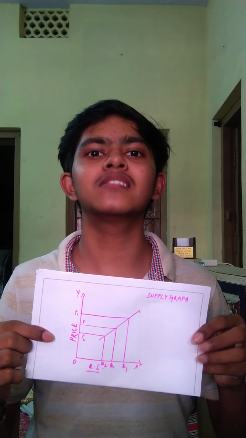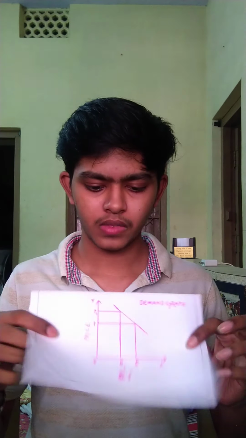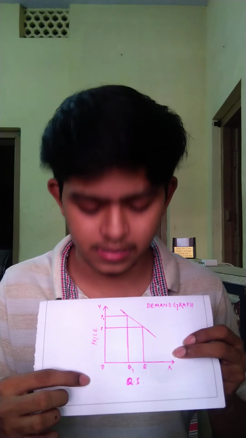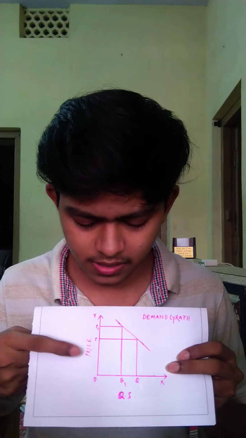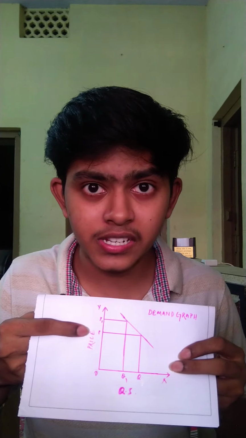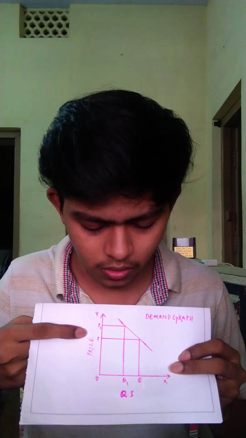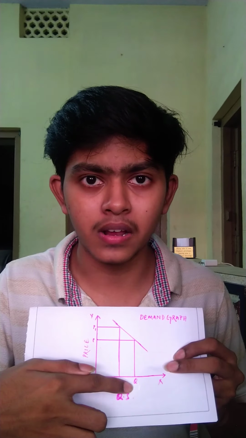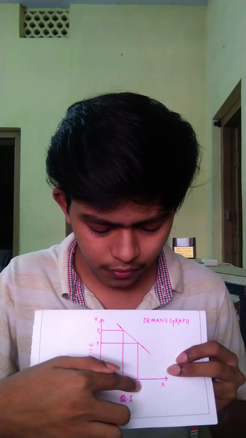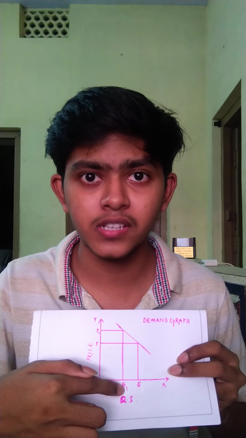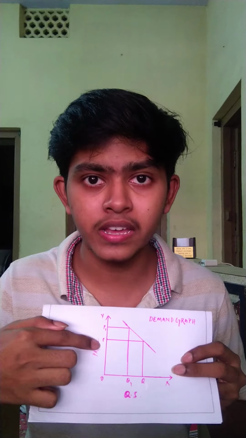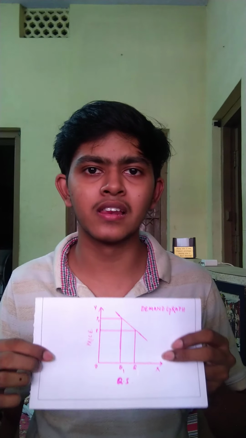Just like this, there is a demand graph. Let me show you this. So this is the vertical axis, this is the horizontal axis. This is the price and this is the quantity demanded. Now this is the initial price for the commodity. So this is the demand. When the price for the commodity increases, the demand for the commodity decreases, which is stated by the law of demand. It means the price of the commodity and the demand are inversely related.